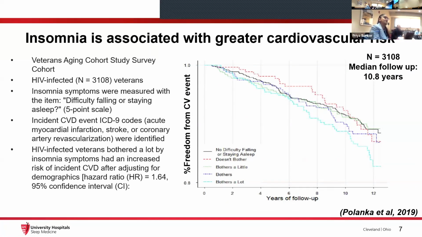Amongst veterans, there was a study done that asked veterans at baseline if they had difficulty falling asleep or staying asleep using a 5-point scale, from no difficulty to bothers a lot. And they measured the incidence of cardiovascular events using ICD-9 codes of acute MI, stroke, or CABG. And so they had a median of about 11 years follow-up from the study. And so you can see that the people who had the most frequently bothersome sleep, the bothers a lot group, were the most at risk of developing a cardiovascular event by the end of the follow-up period of 12 years. And this was about 60% greater risk than those who had no difficulty falling asleep or non-bothersome sleep.